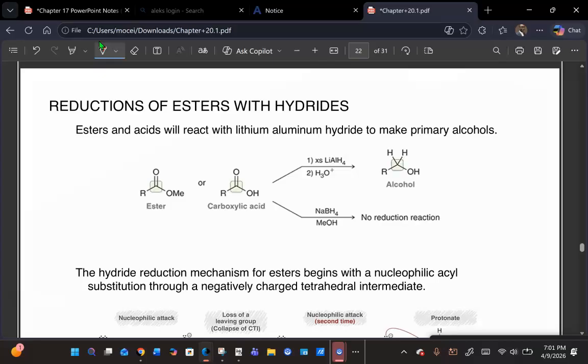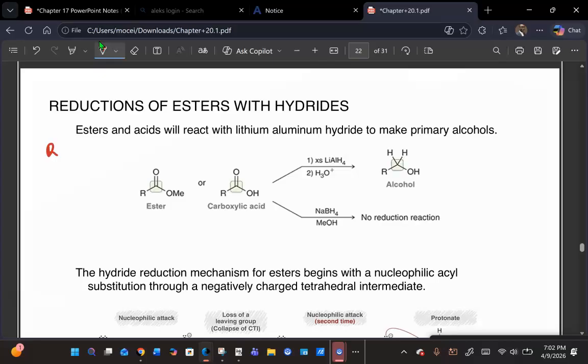Can sodium borohydride reduce esters? No. Therefore, they cannot also reduce carboxylic acids. Yeah, it's just the Jones that will. Or what am I saying? That would be oxidation. Lithium aluminum hydride will do it. There are other strong reducing reagents, but they're beyond your scope.